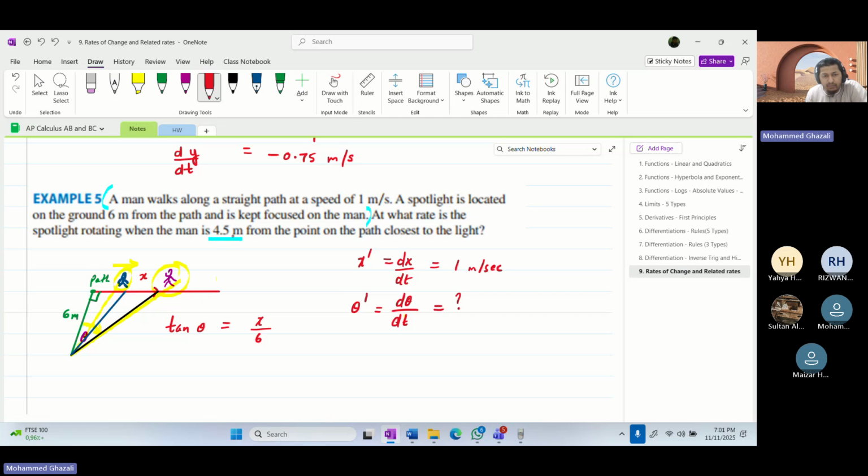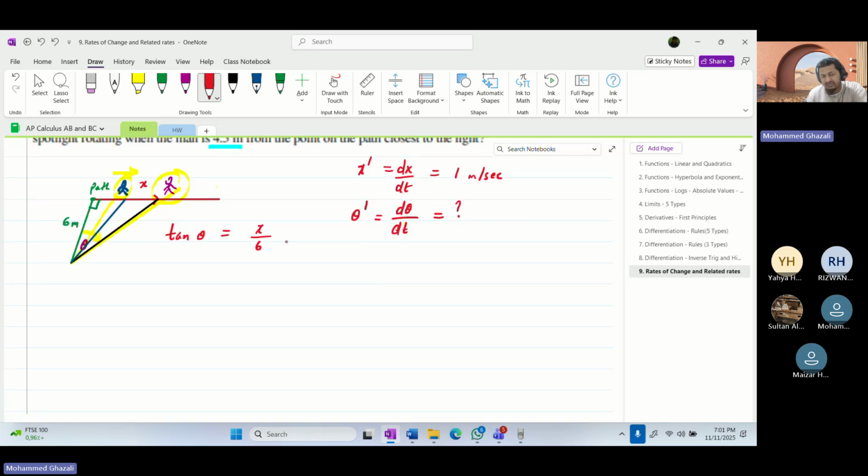When the man is 4.5 meters from the point on the path, that's easy now. You can just put 4.5, and that is not changing. That is fixed at 6 meters. Now let's find the derivative here.